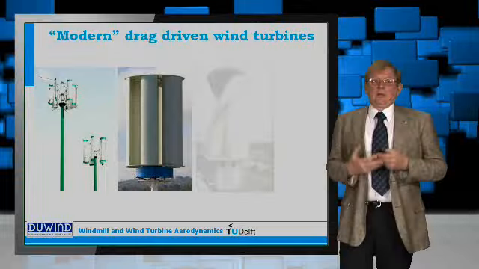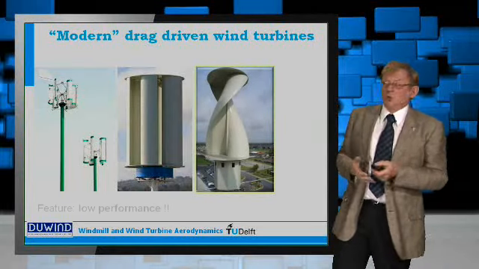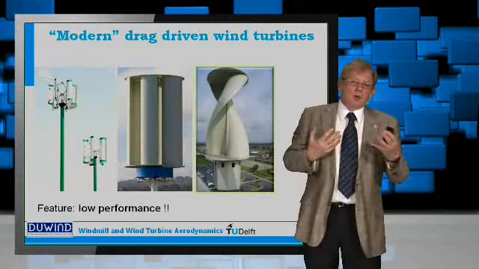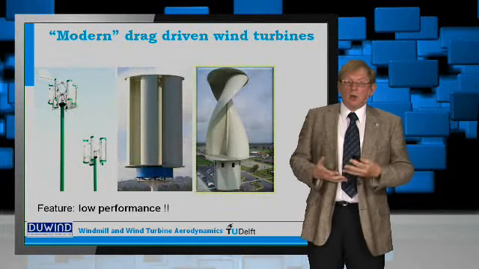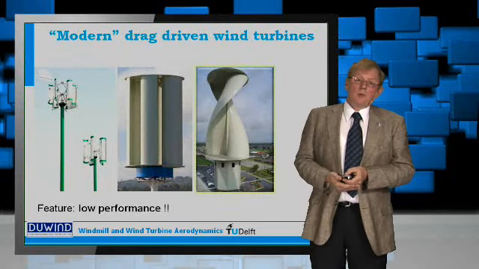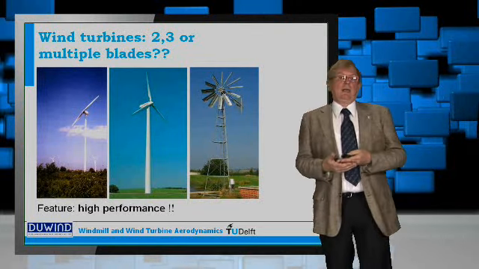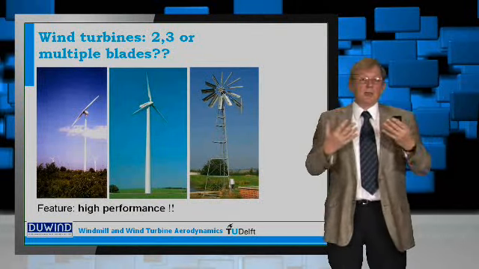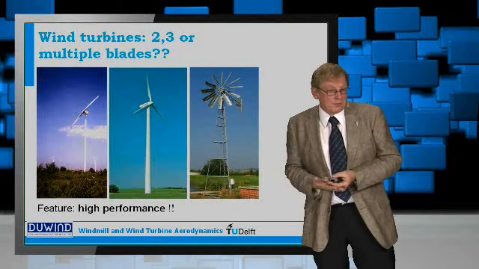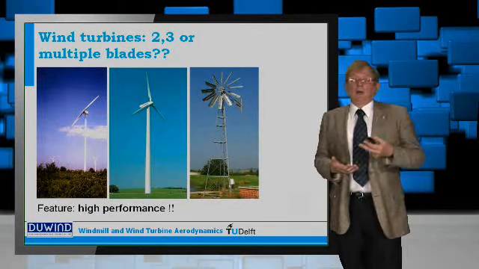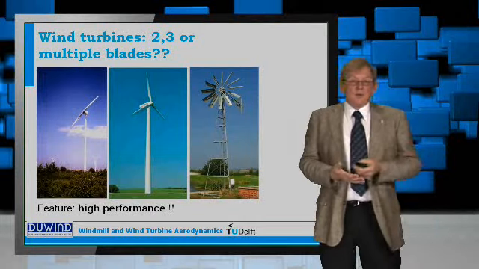So in other words, these kinds of drag-driven, as we call them, wind turbines, although they look different from the old Persian machines, they have the same working principle and therefore they have a low performance. Where the modern wind turbines, and then it does not really matter that much how many blades you have, they have a high performance.